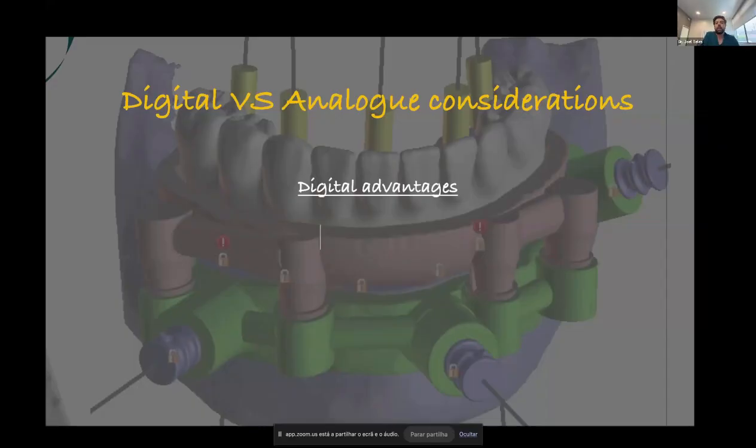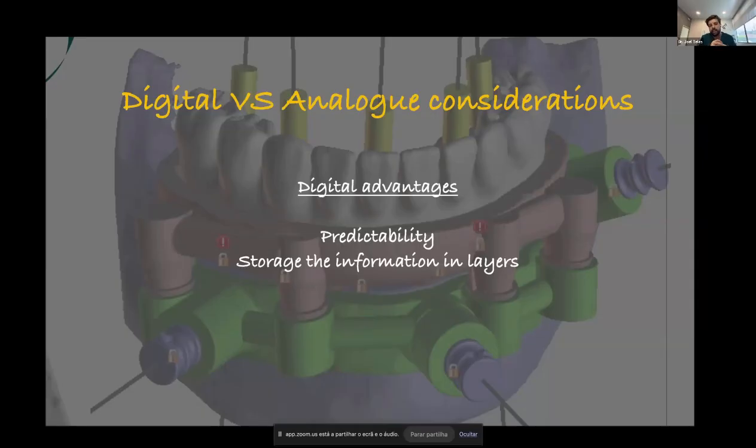But there are more and more digital advantages. The first one, and highly important, is predictability. We are more precise in our approach, leading to more stable results over time. The main one is storing the information in layers. You never lose information. You always work with the basis of the information you got from the first intraoral scan and the first CT scan. That combination allows you to work in layers. It makes your work so much easier.